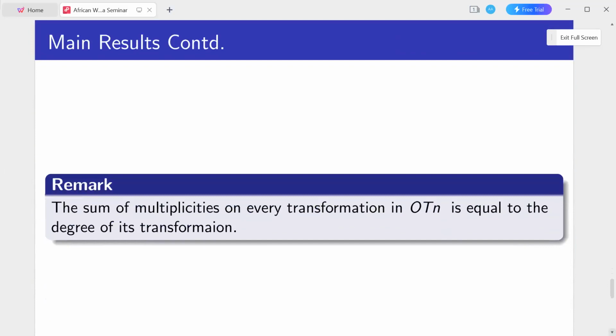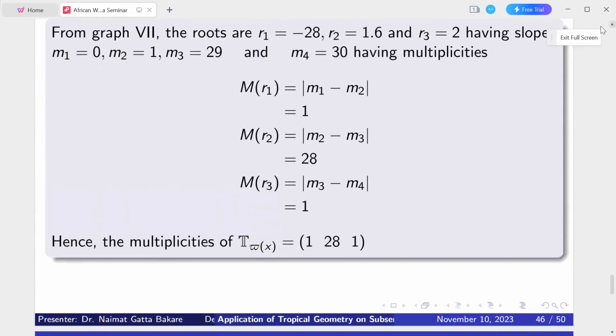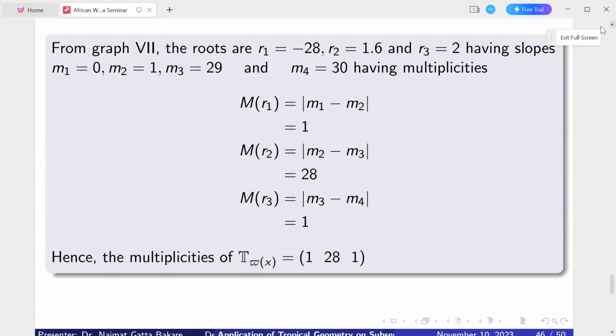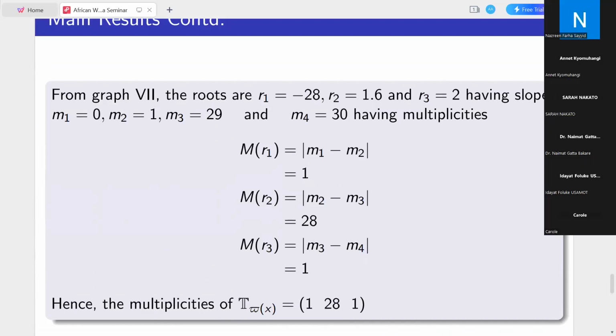Now, our remark. Our remark is telling you that the sum of multiplicity on every transformation of order preserving full transformation is equal to the degree of its transformation. Let's confirm this remark by looking at our previous example. Let me take a look at this example. What we are saying here is that when you sum all the elements you obtain, look at this n. We consider our n to be n equal to 30.